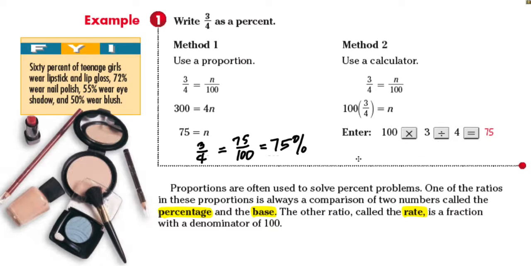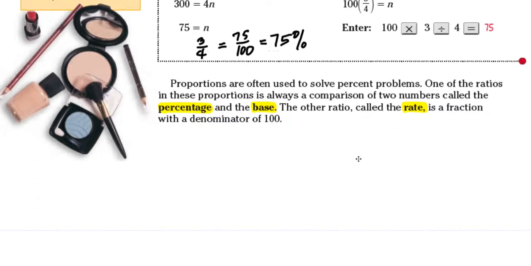Proportions are often used to solve percent problems. One of the ratios in these proportions is always a comparison of two numbers, called the percentage and the base. The other ratio, called the rate, is a fraction with a denominator of 100. We learned the percent proportion last year. If you have 3/4 equals 75 over 100 from our previous example, 3 represents the percentage, 4 is the base, and the whole 75 over 100 is our rate.